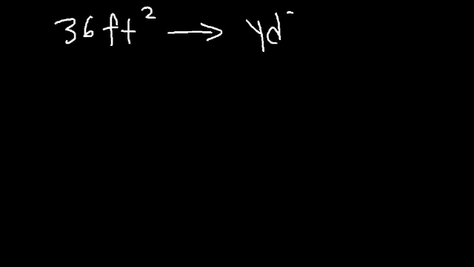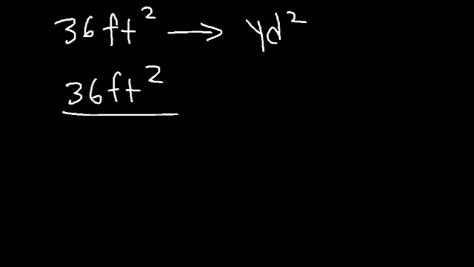Try this one. Go ahead and convert 36 square feet into square yards. So how would you perform that conversion? So let's start with 36 feet squared. Now we need to know the conversion between yards and feet, and it turns out that 1 yard is equal to 3 feet.